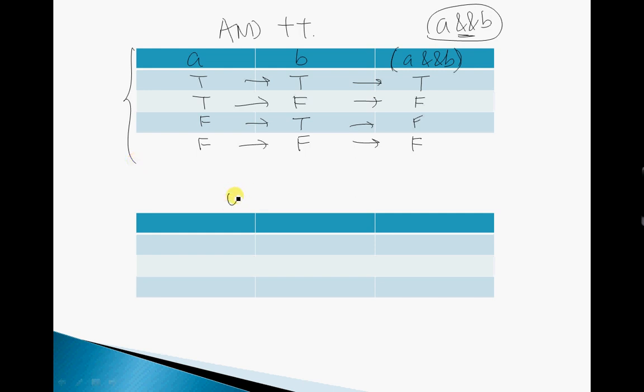What about the OR operator? Okay, the truth table, A or B. So let me construct the truth table.